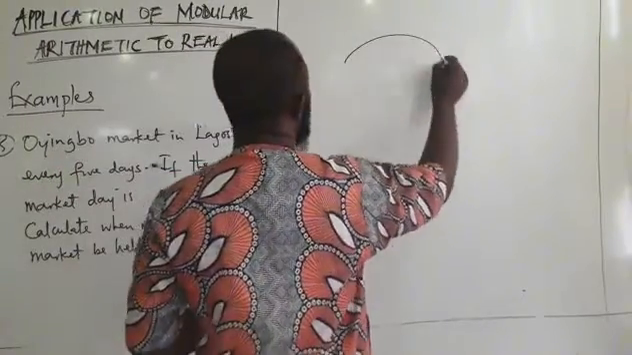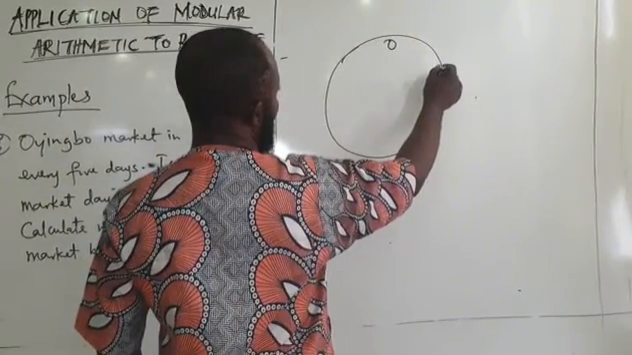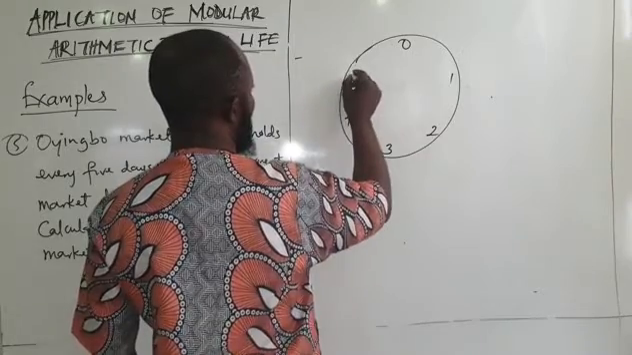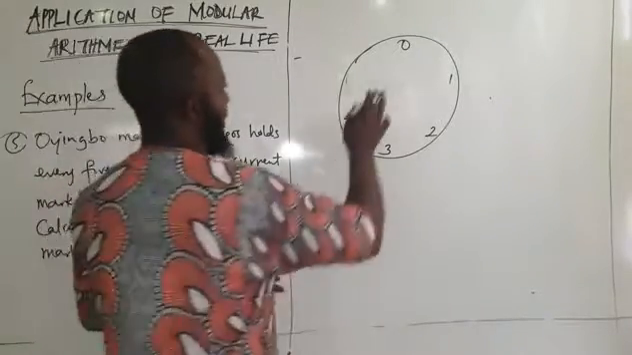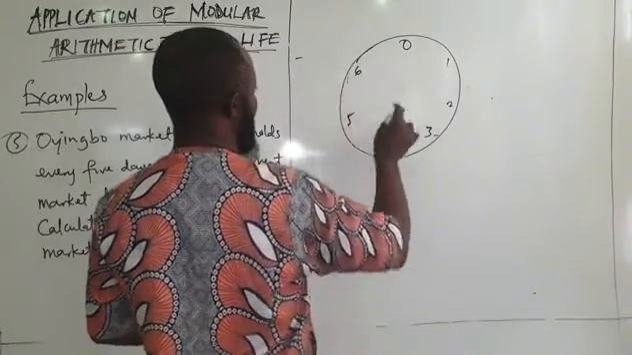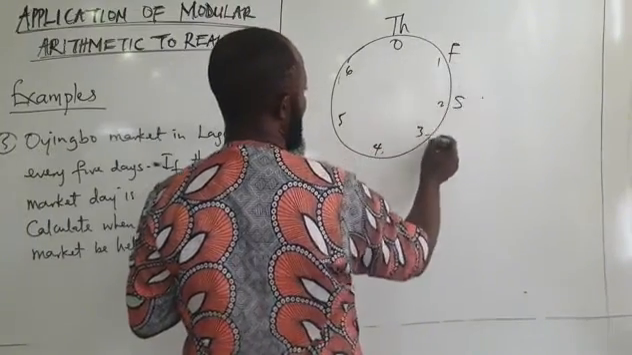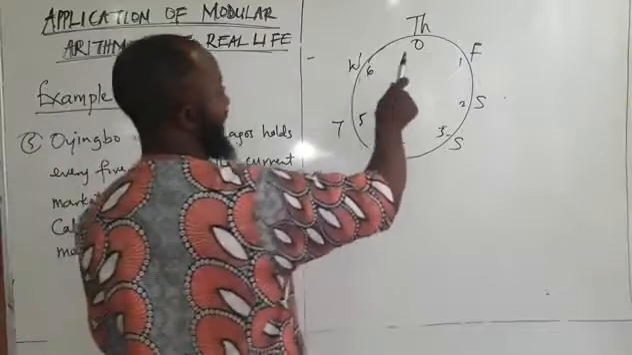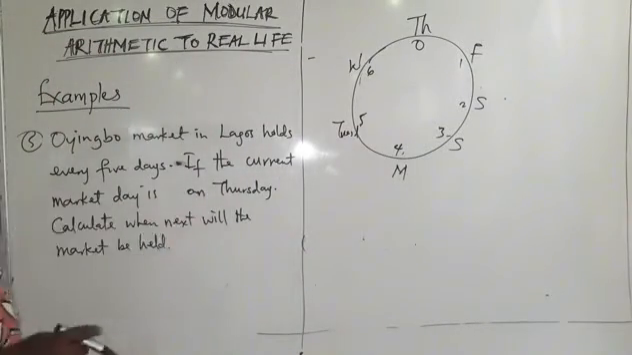So if you draw the circle here, we have 0, 1, 2, 3, 4, 5, and we have 7 days in a week. So let's have it 0, 1, 2, 3, 4, 5, 6. Now we're going to make use of Thursday as the first day. Thursday here, Friday, Saturday, Sunday, Monday, Tuesday, Wednesday. So the next market day will be 5 days after, 1, 2, 3, 4, 5, which is going to be Tuesday.